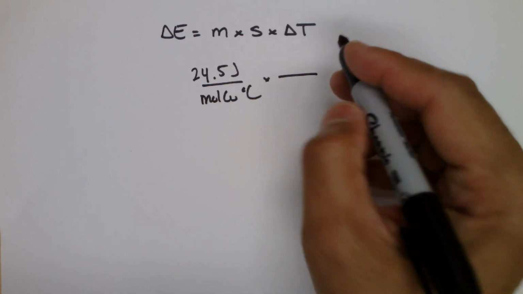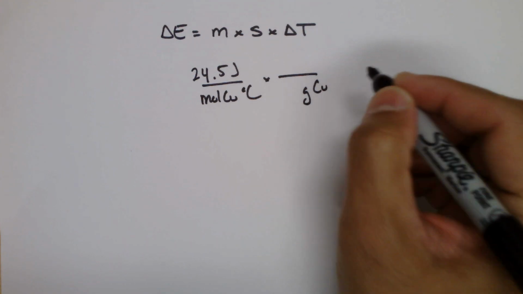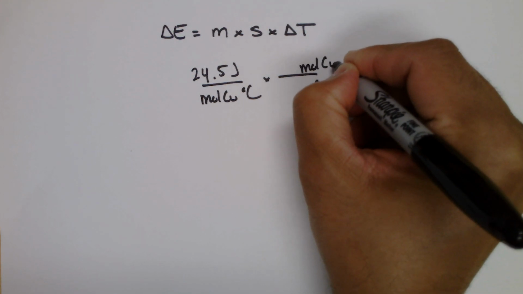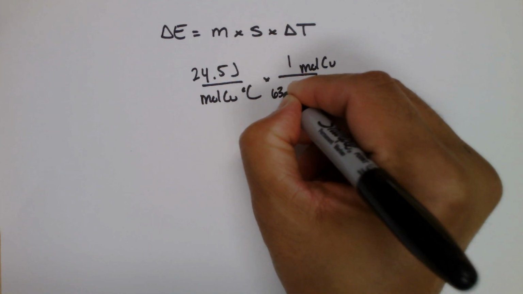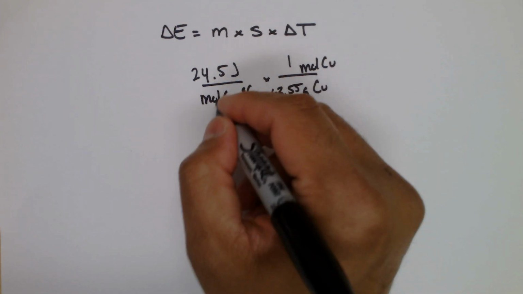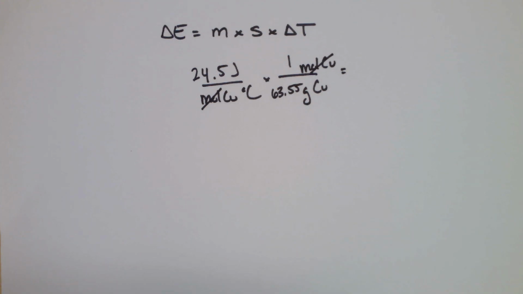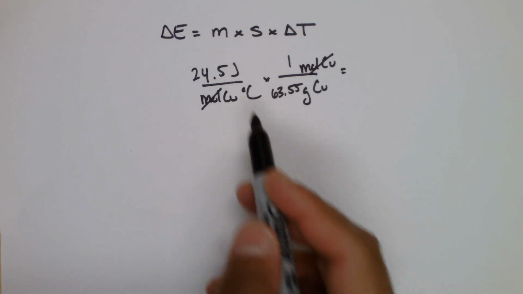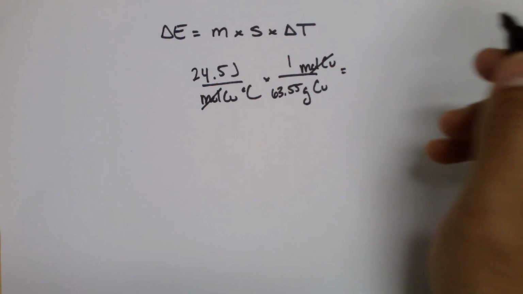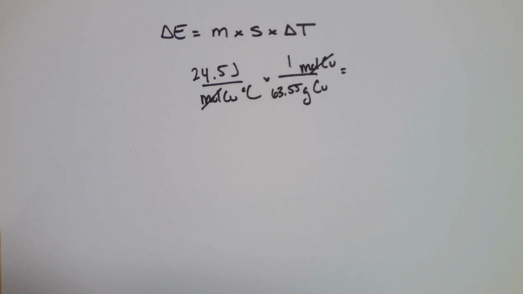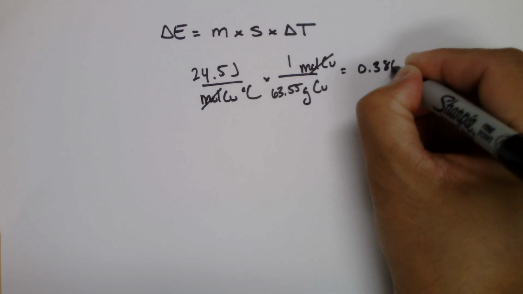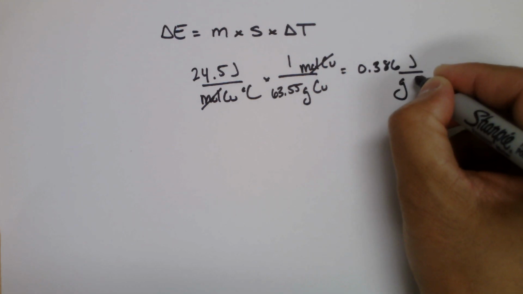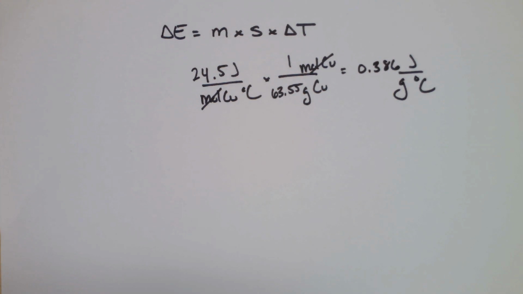I'll convert the moles into grams of copper and cancel the mole of copper, put that in the numerator. And this, of course, is just the molar mass of copper, 63.55. You see those moles cancel. And so right here, I've converted to the specific heat rather than the molar heat. But you could have used the molar heat capacity and used the number of moles of copper. You could have done that as well. So there's my specific heat capacity.